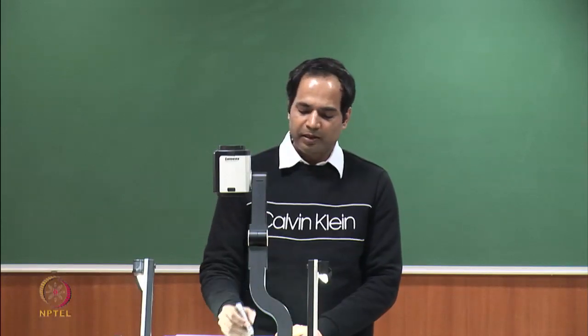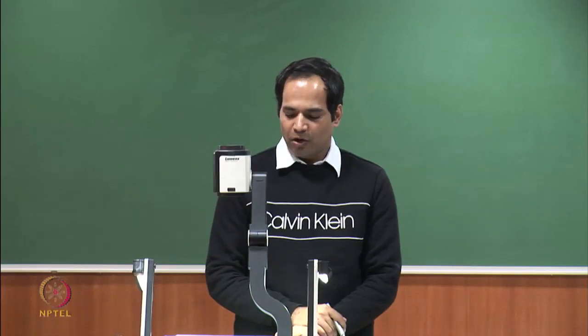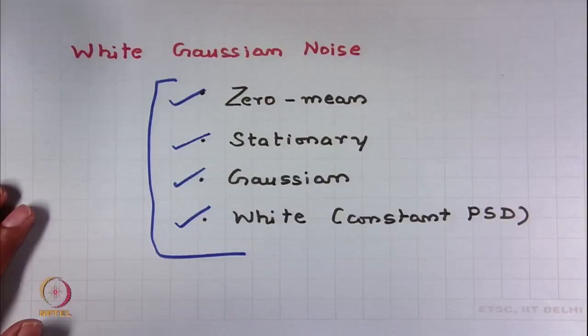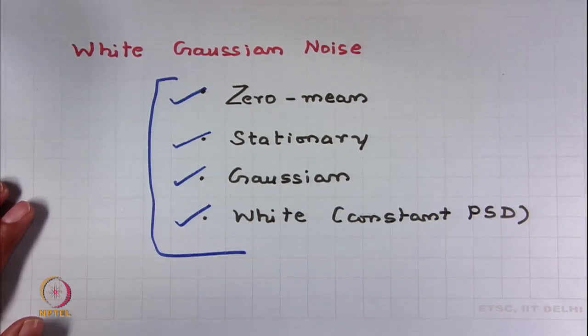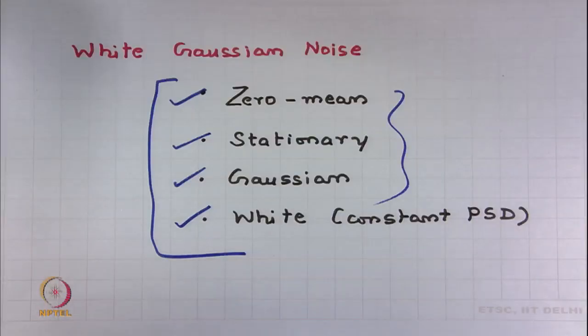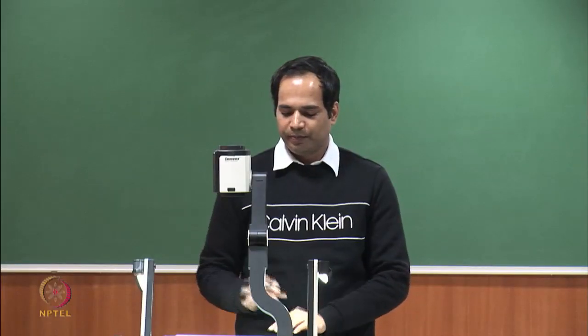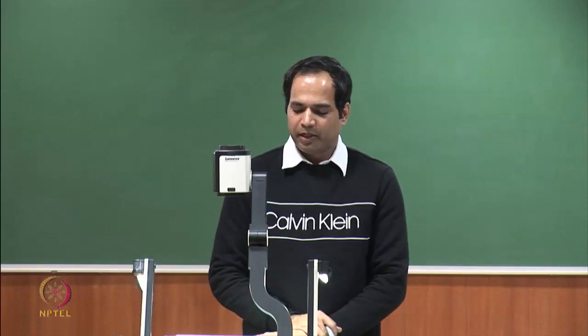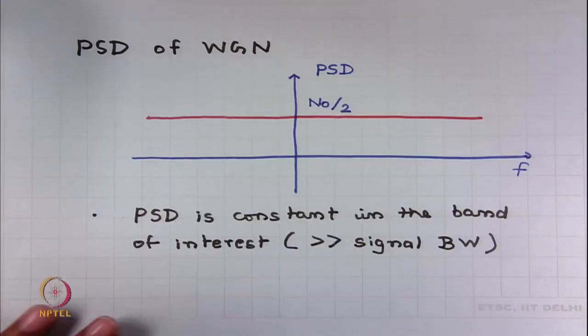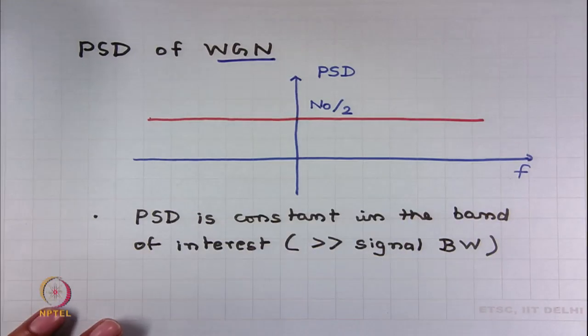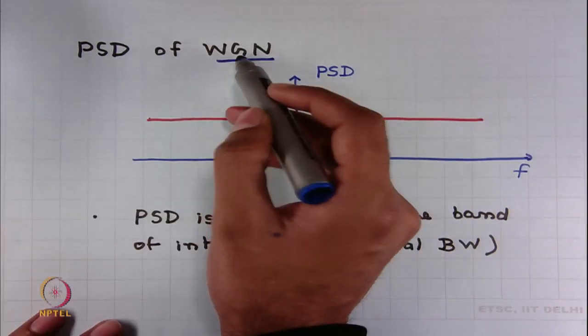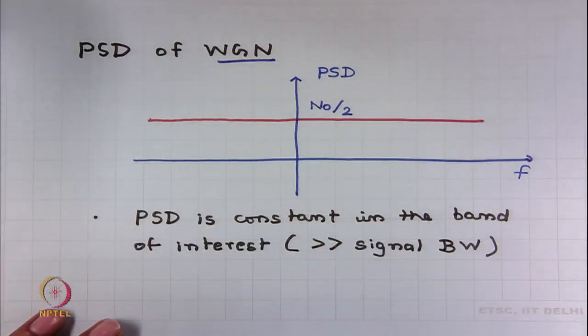And what is this white Gaussian noise? White Gaussian noise is a random process which satisfies all these 4 practical constraints. That means it is zero mean, it is stationary, it is Gaussian, it is white. These 3 properties we have already seen, and this is the new addition to the properties of a practical random process. The power spectral density of a white Gaussian noise, abbreviated as WGN, is a very common abbreviation, and you should get familiar with it. W refers to white, G refers to Gaussian, and N refers to noise.